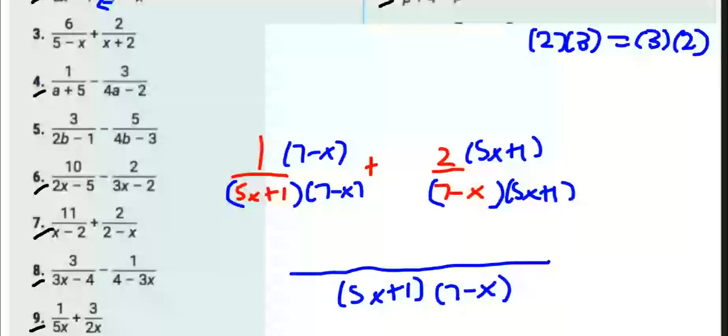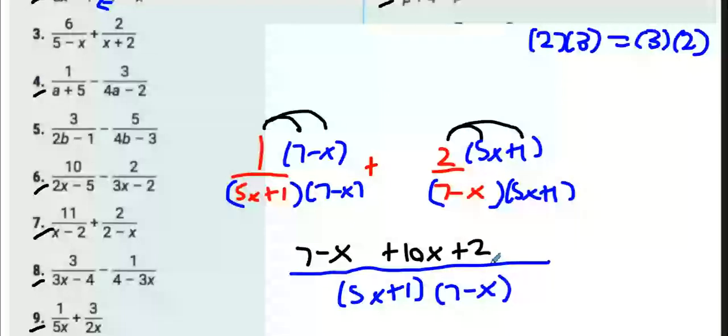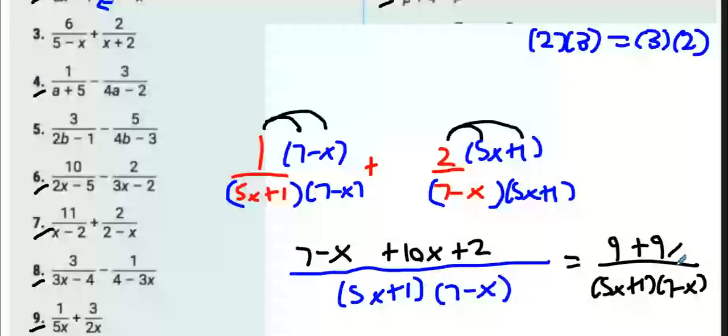Now what happens next then? What do I have to do on top? Is, and then this one is plus 2. Right, nearly there. What's the answer now? All right, guys. 9 plus 9x, is it? Or 9x plus 9, your choice. Who got that one now?